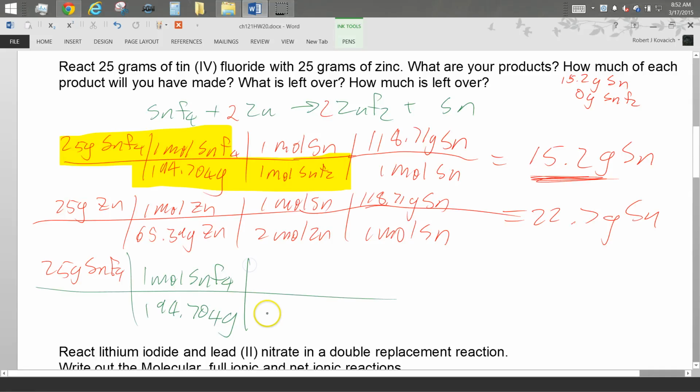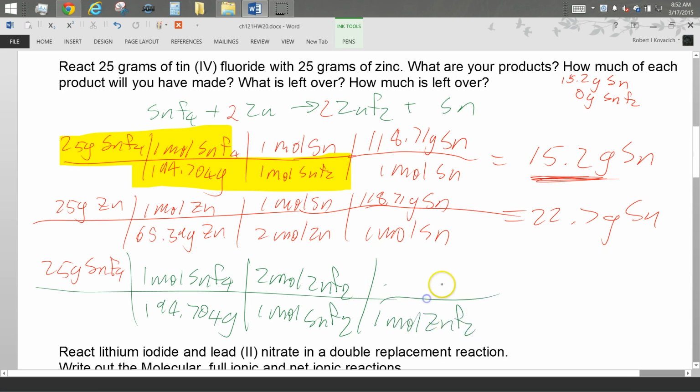Let's run through this and then we'll talk about it in a sec. So 1 mole tin fluoride, and then 2 moles zinc fluoride, 1 mole zinc fluoride, and then what did we say it was? 103.387 grams of zinc fluoride. Okay, so I got this 103, I'm going to multiply by 2, multiply by 25, and divide it by 194.704, and I get 26.5 grams of zinc fluoride.